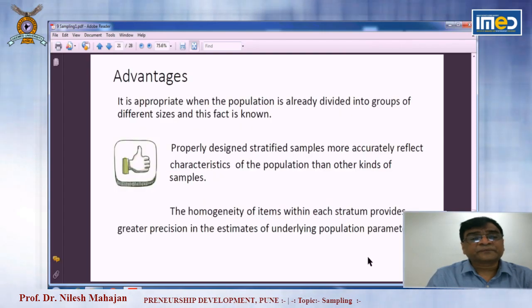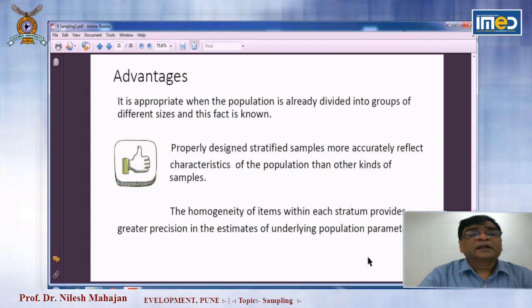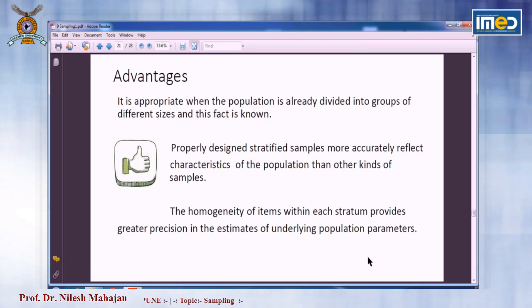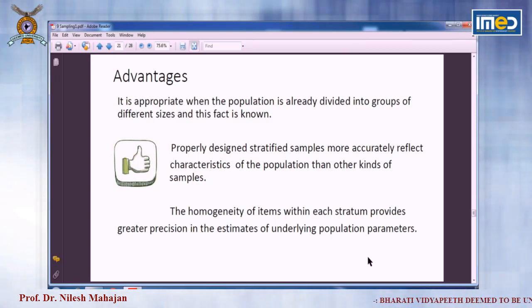Now, what is the advantage? It is appropriate when the population is already divided into groups of different sizes and this fact is known. Properly designed stratified samples more accurately reflect characteristics of the population than other kinds of samples. The homogeneity of items within each stratum provides greater precision in the estimates of underlying population parameters.